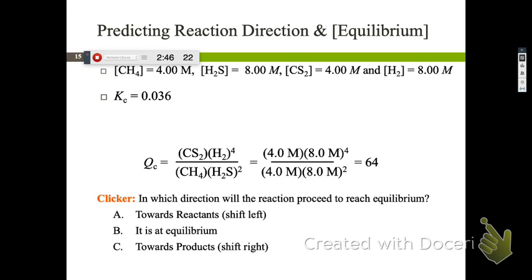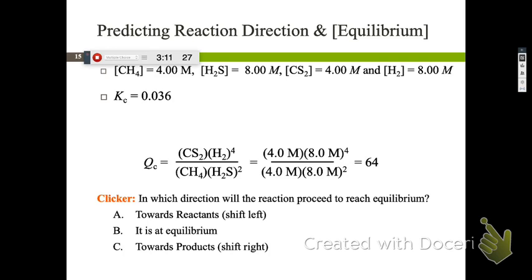So if I plug those numbers into my Q relationship, I found Q is 64. What does that tell us? Are we at equilibrium? We are not at a place where Q equals K. So then what's going to happen? We're going to shift products to reactants? Or are we going to shift reactants to products? What's going to happen?